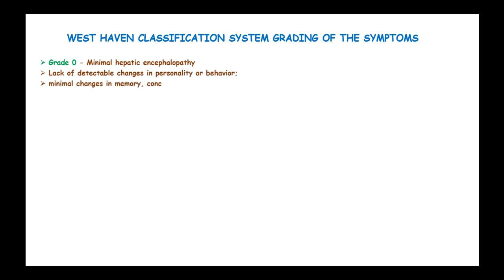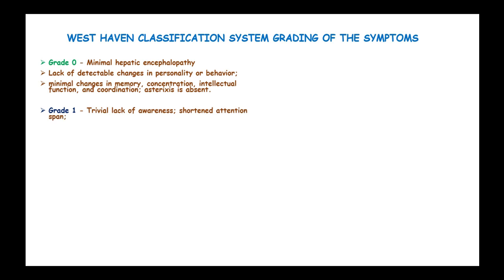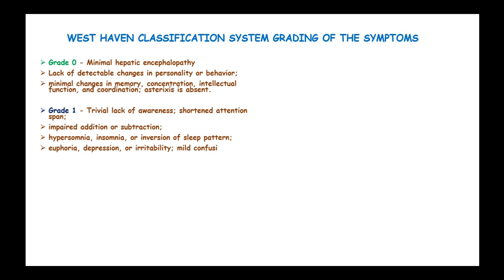We have the West Haven classification system for grading the symptoms. In grade 0, there is minimal hepatic encephalopathy, with lack of detectable changes in personality or behavior, minimal changes in memory, concentration, intellectual function, and coordination, and asterixis is absent. In grade 1, there is trivial lack of awareness, shortened attention span, impaired addition or subtraction, hypersomnia, insomnia or inversion of the sleep pattern, euphoria, depression or irritability, and mild confusion, slowing or inability to perform mental tasks.